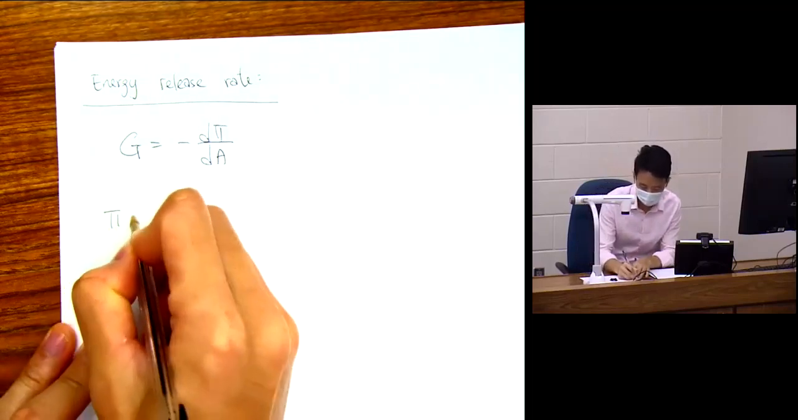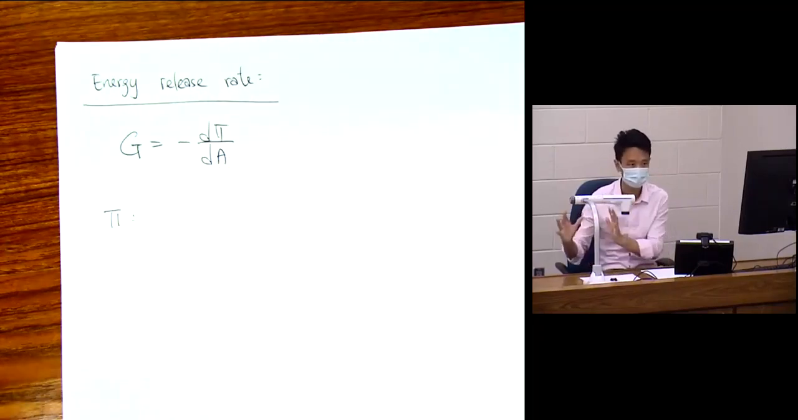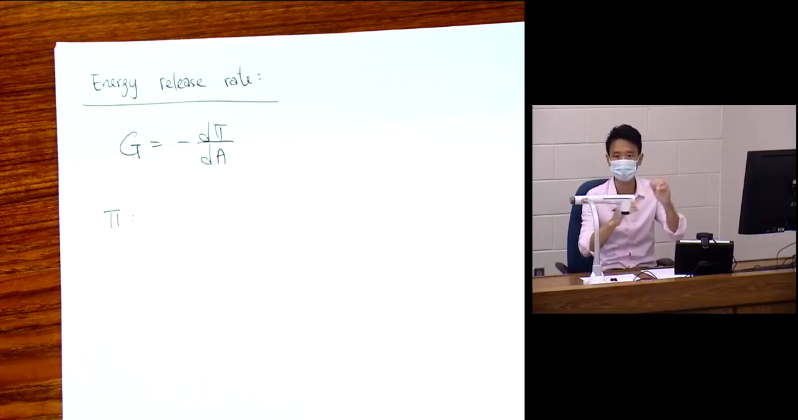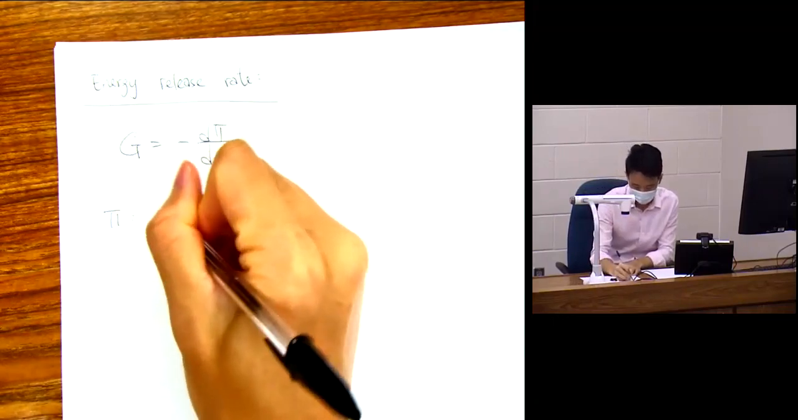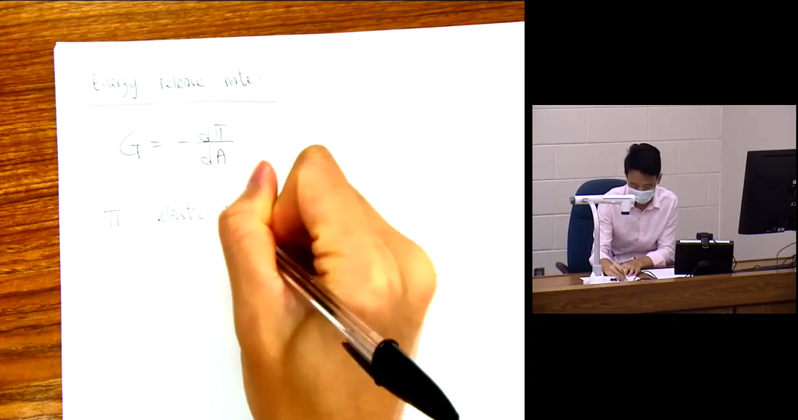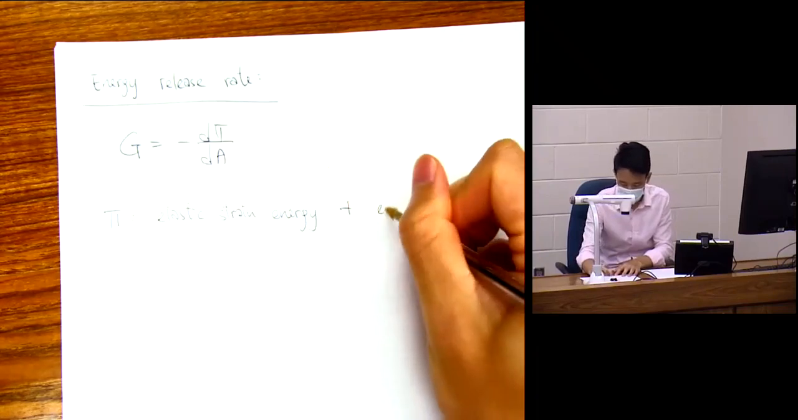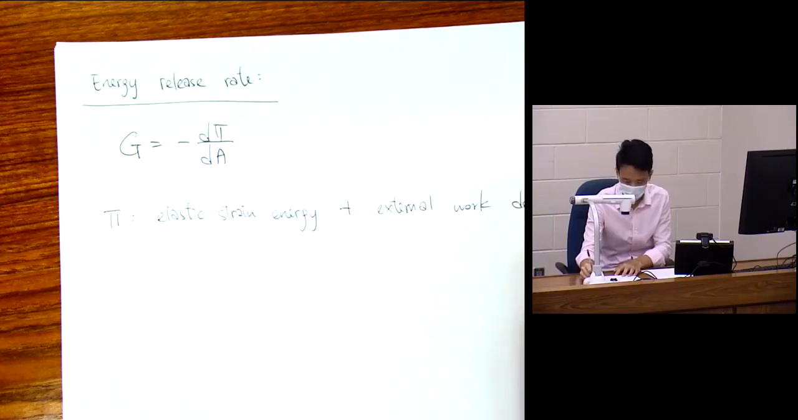Pi here is the sum of elastic potential energy in the solid, whatever you're testing. Let's simplify this for just a linear elastic material so it's easy for us to talk about it. If this is just a linear elastic material, it's the sum of the elastic strain energy in the material plus the external work done. Okay? So elastic strain energy plus external work done.